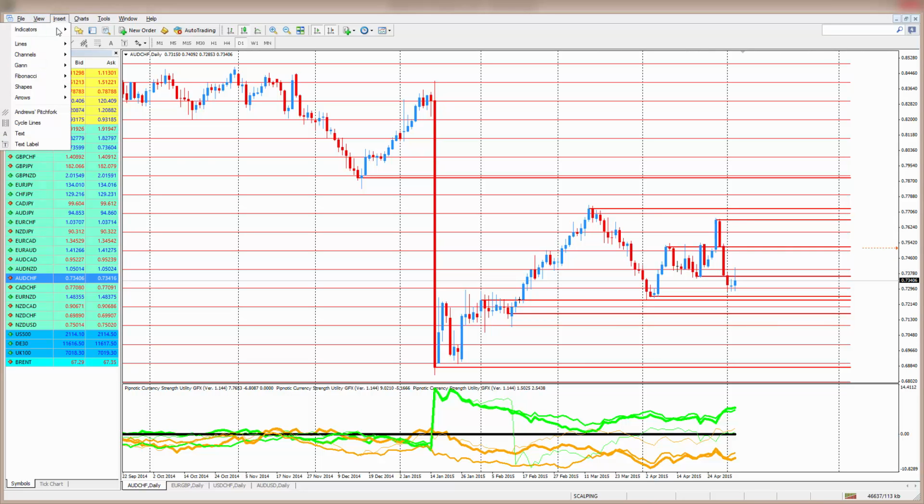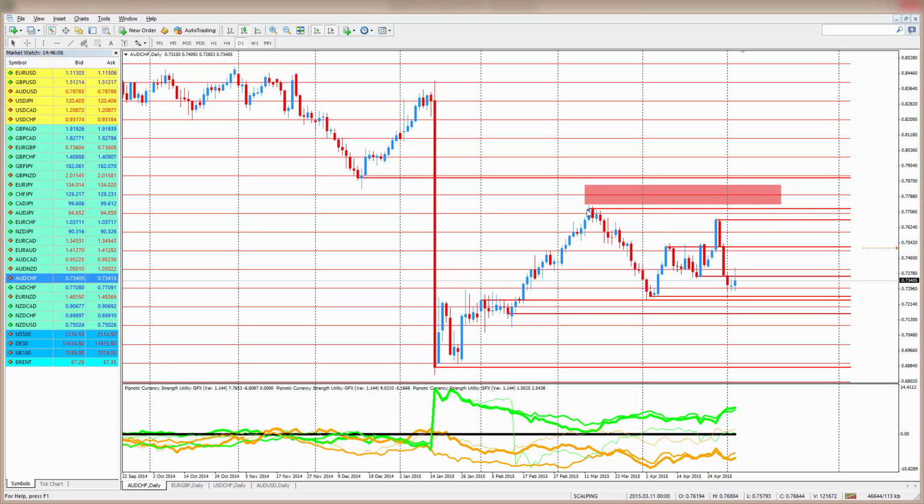So if we draw a rectangle here from the top of that bar to the bottom of that one, I'll just explain this properly. This last bullish bar here, we want to draw the resistance area from the wick, from the high to the low. So we'll do that quickly. We'll move this to the high, and to the low is just here.